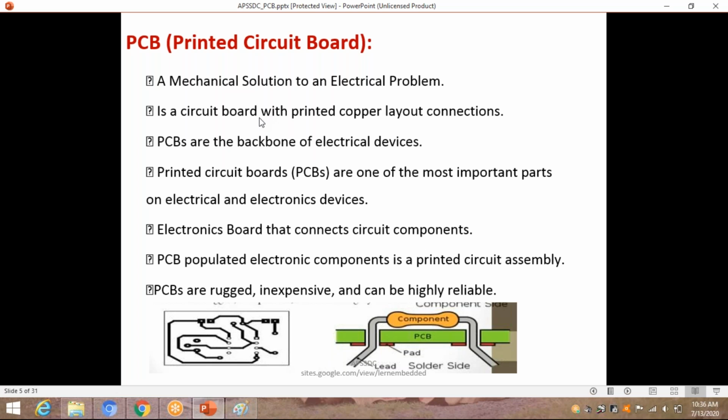The second point says that it is a circuit board with printed copper layout connections. Did you understand the second point, guys? Printed copper layout connections means we are not using any electrical wires between terminal to terminal. Directly we are making the connections by using a copper layout. In the bottom, you can observe two images.